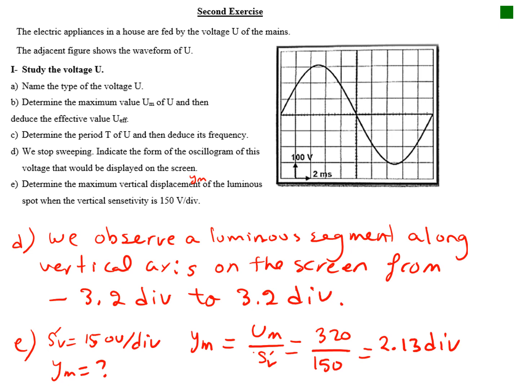E. Determine the maximum vertical displacement. Maximum vertical displacement Y max of the luminous spot when the vertical sensitivity S'V is 150 volt per division. Find Y max. So Y max equals U max over S'V, equals 320 over 150, so it is equal to 2.13 division.